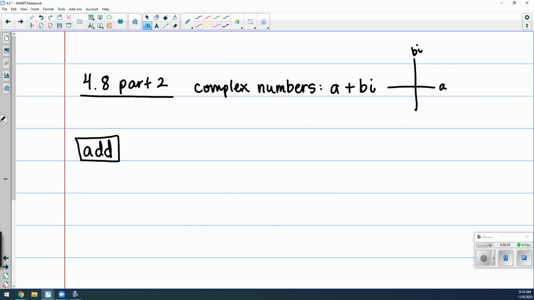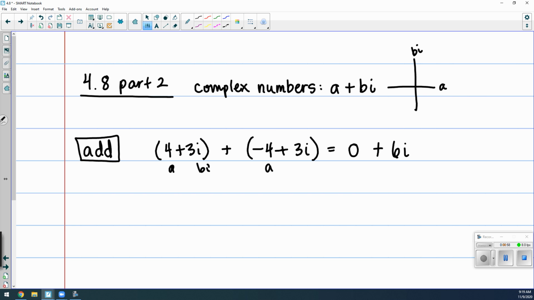So let's start with adding. If we're going to add two complex numbers like 4 plus 3i and negative 4 plus 3i, guys, it really couldn't be any easier. All you're going to do is add the real parts together. So 4 and negative 4 will be 0. And then add the imaginary parts. 3i plus 3i will be 6i. Done and done. So again, that was a and bi. This is the sum of the a's, and that's the sum of the bi's.